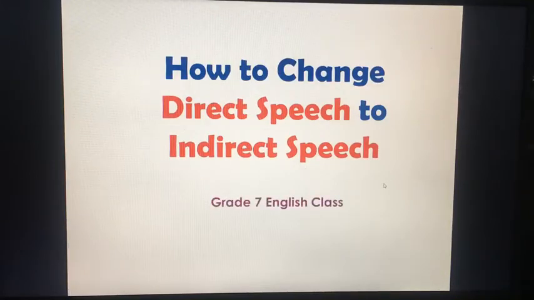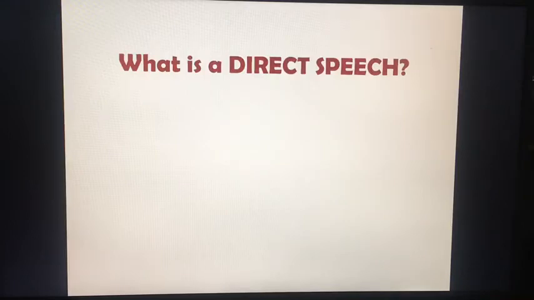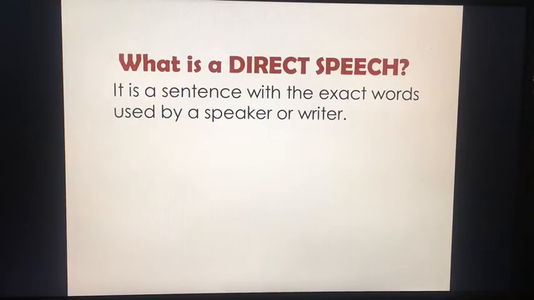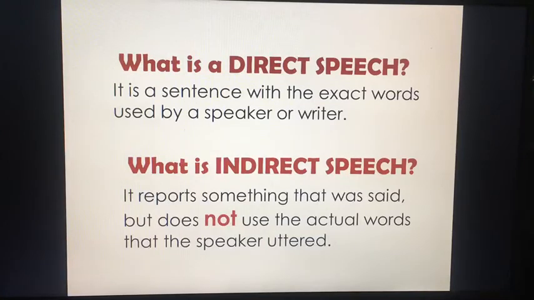Today we're going to focus on how to change direct speech to indirect speech. First off, let's try to recall what a direct speech is. It is a sentence with the exact words used by a speaker or writer, whereas an indirect speech is a report of what has been said but does not use the actual words that the speaker uttered. In an indirect speech, the focus is not on the exact words of the speaker, but on the message of the speaker. That's why it doesn't use the actual words of the speaker.